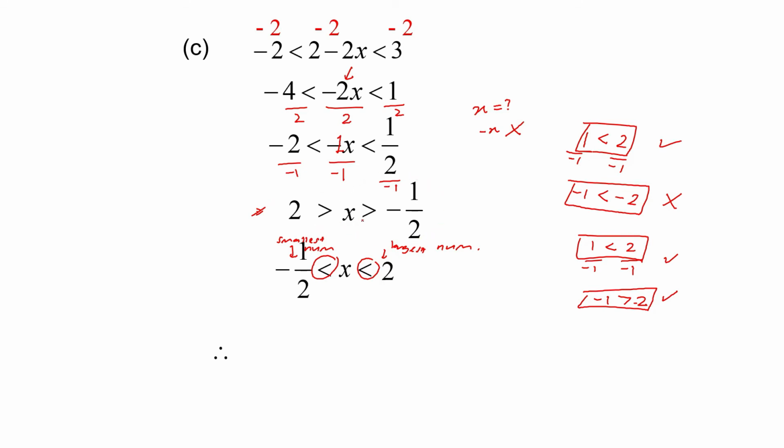Your final answer can be written as solution set or interval form. So for interval form, since this inequality sign does not have an equal sign, the parentheses or the bracket is just going to be round bracket. Just copy the number down. The smallest number first, negative 1 over 2, then the larger number. Why is the bracket here round as well? Because there's no equal sign.